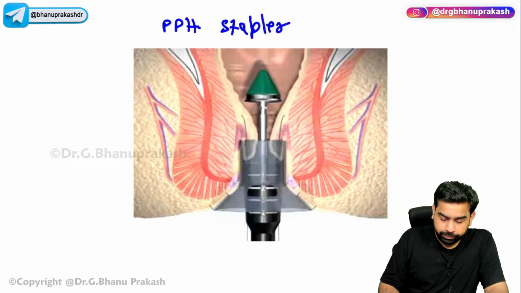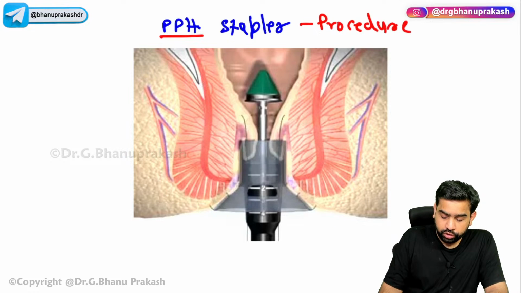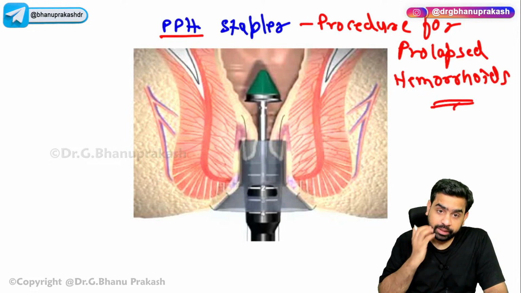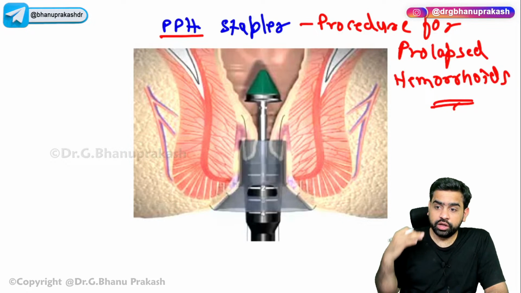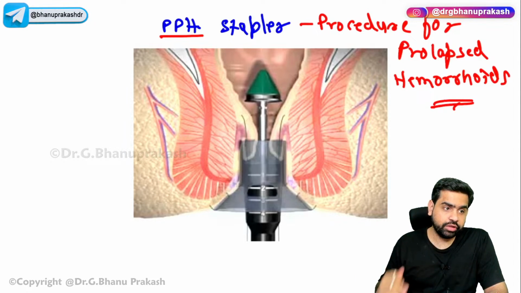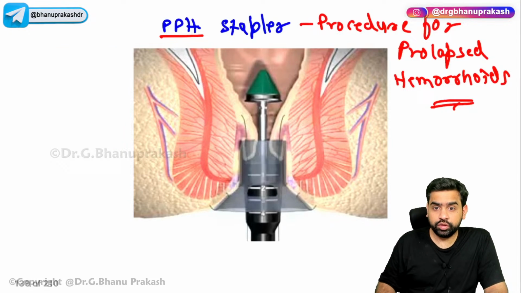Okay, so what is this PPH? This is called a procedure for prolapsed hemorrhoids. So this is your PPH stapler, which you basically use for hemorrhoid surgery. Please try to understand over here. It is not bill rod. This is basically used for hemorrhoid patients.